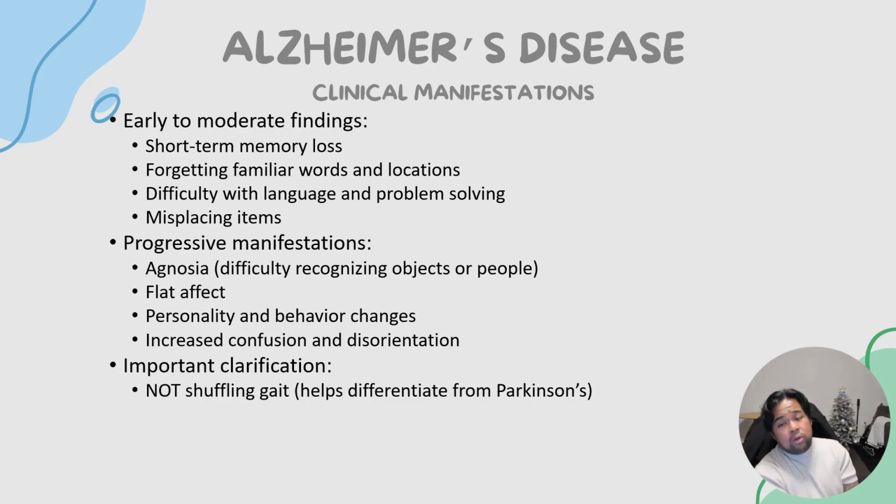When you see Alzheimer's in movies, one of the main things they pinpoint is agnosia, where they can't recognize people, right? They'll be flat in their affect, and their behavior and personality can change, not necessarily all the time. They might have increased confusion or disorientation, which is what you see in the movies. And the main thing is that with Alzheimer's, they don't have that shuffling gait, because again, this is cognitive, not motor, right? I just wrote this in here to differentiate it from Parkinson's.